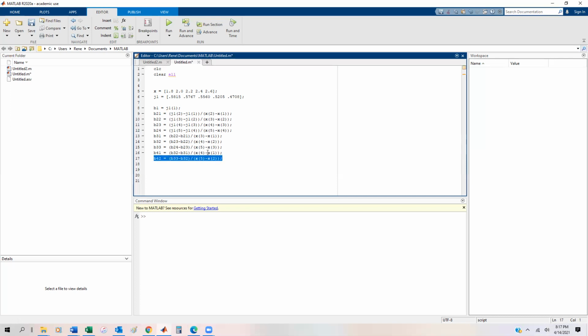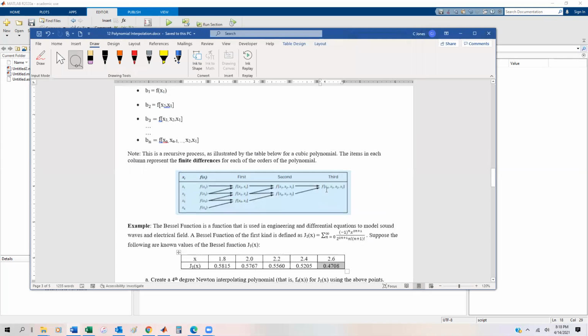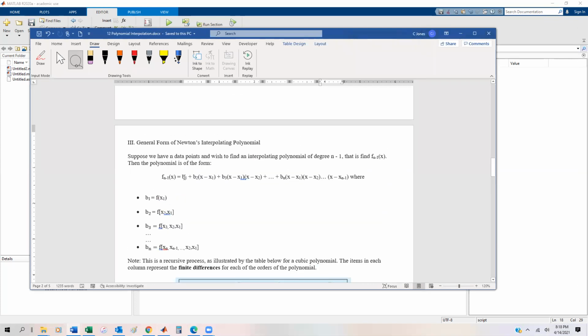And then even though this one isn't on our table, now we can have B51. And B51 is going to be equal to B42 minus B41. And we're going to span the entire span of the x's, so that's going to go x5 minus x1. Okay, so these are the coefficients. This is B1, B2, B3, B4, and B5. Now, if we go back to our formula for the interpolating polynomial, B1 is the constant, B2 is the coefficient of linear, B3 is the coefficient of quadratic, B4 is going to be the coefficient of cubic, etc.